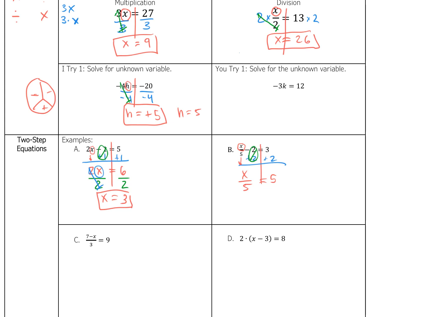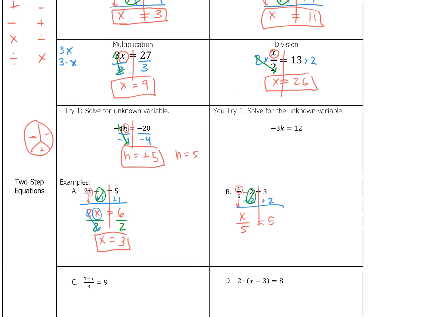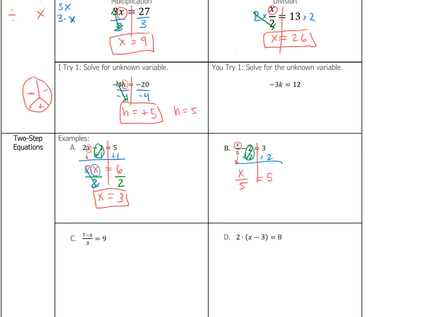And then my last step, if I look up top, this looks like that division example. Exact same thing. Exact same process. So I have x over 5. So that means division. So the inverse of division is multiplication. So I'm going to multiply on both sides, but I'm going to multiply by 5.